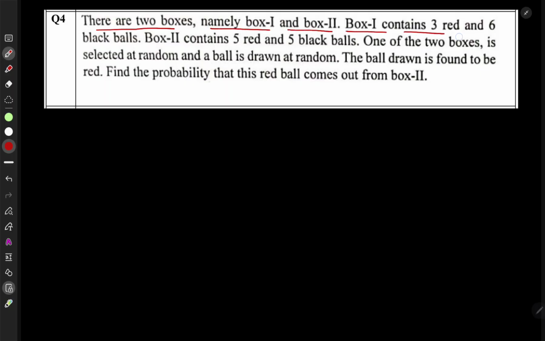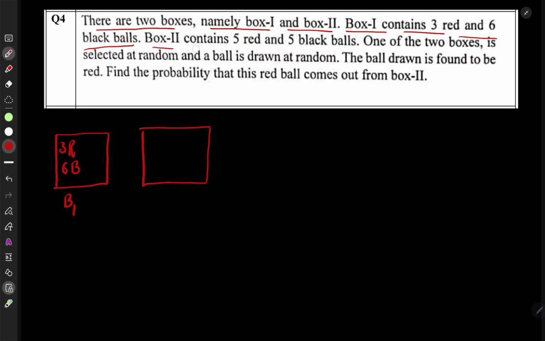Box 1 contains 3 red and 6 black balls. So we are making box 1 here, containing 3 red and 6 black balls. After that, the question says box 2 contains 5 red and 5 black balls. One of the two boxes is selected at random and a ball is drawn at random. The ball drawn is found to be red.